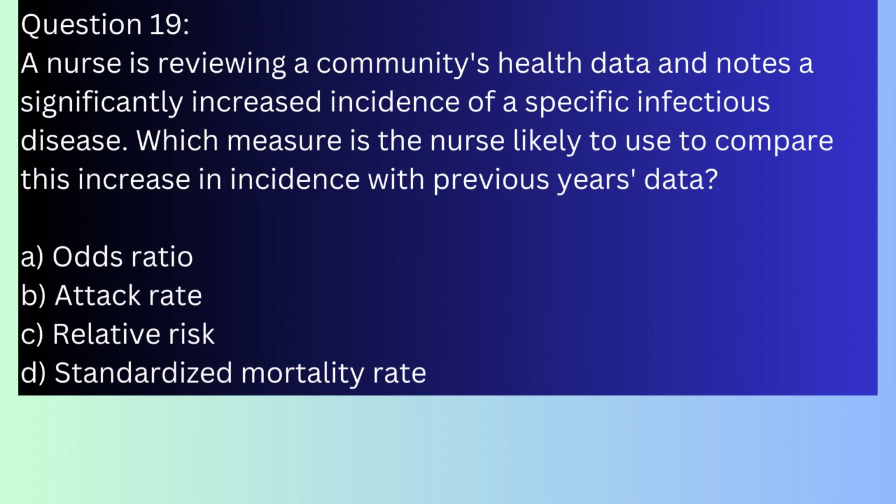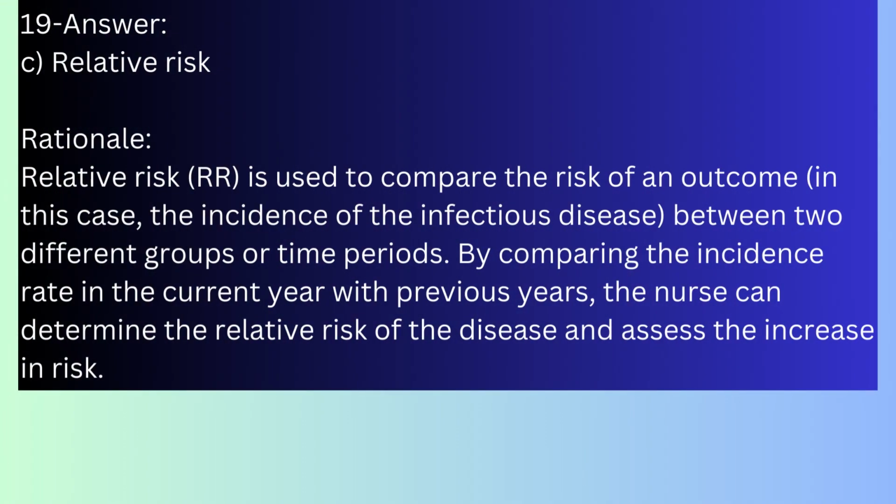Question 19. A nurse is reviewing a community's health data and notes a significantly increased incidence of a specific infectious disease. Which measure is the nurse likely to use to compare this increase in incidence with previous year's data? A. Odds ratio. B. Attack rate. C. Relative risk. D. Standardized mortality rate. Answer. C. Relative risk.